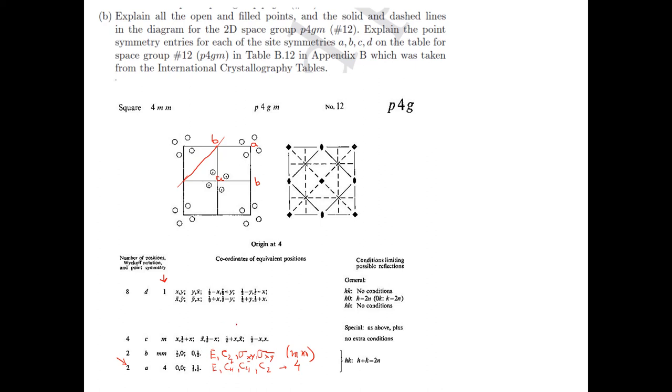And then you can do the same for C and D. You can do it by yourself. So let's go ahead and let's do letter C. So C and D are a point along those lines, right? Actually, let's see, (x, 1/2 plus x). So it's a point along this diagonal. And you have 4 of those in your unit cell.